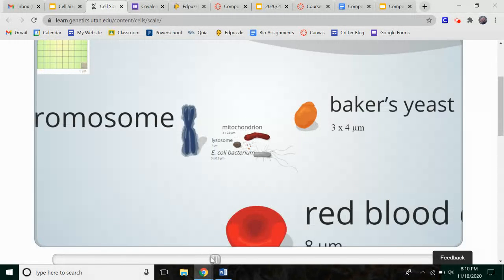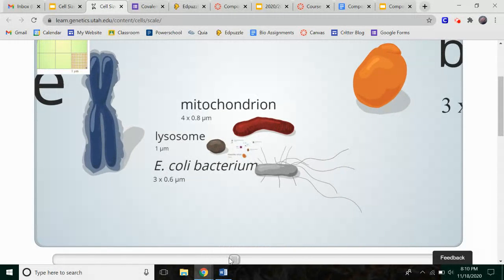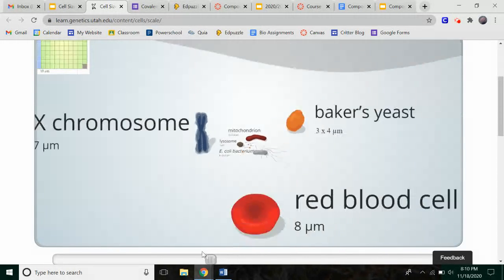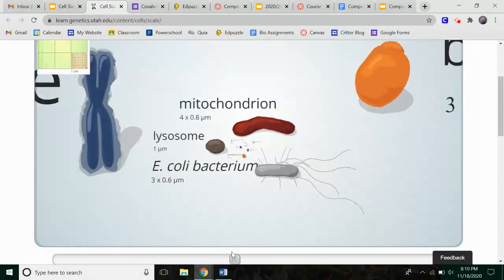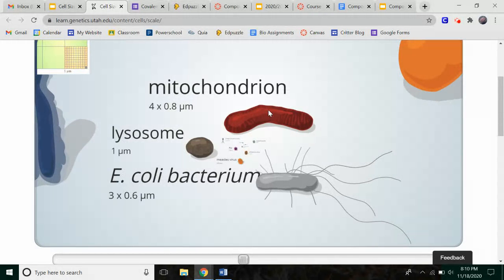If we zoom in further, we can see a smaller cell, which is E. coli, bacteria cells. So you can see that bacteria cells are much smaller than human cells. And next to the bacteria, you can see that a mitochondria is actually about the same size as a bacteria, and they look kind of similar. And we'll talk more about that in a couple weeks.